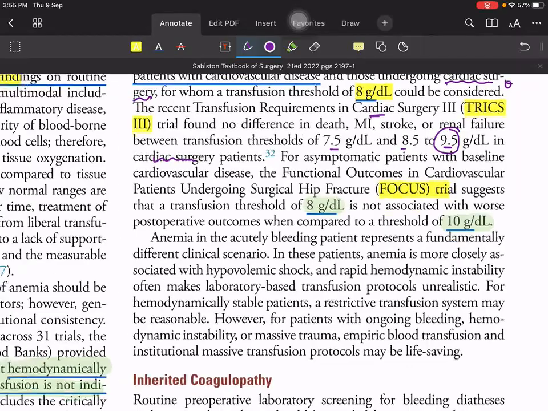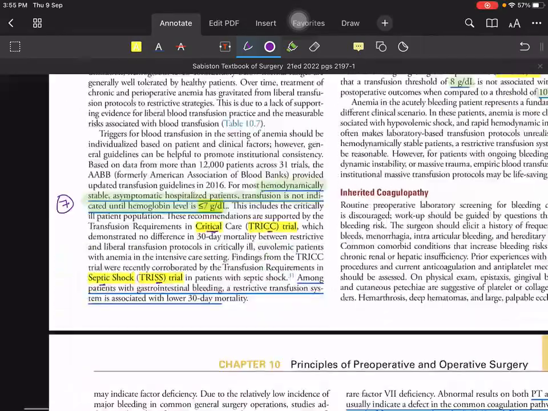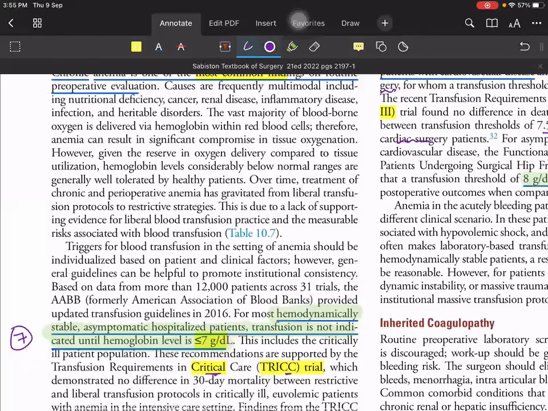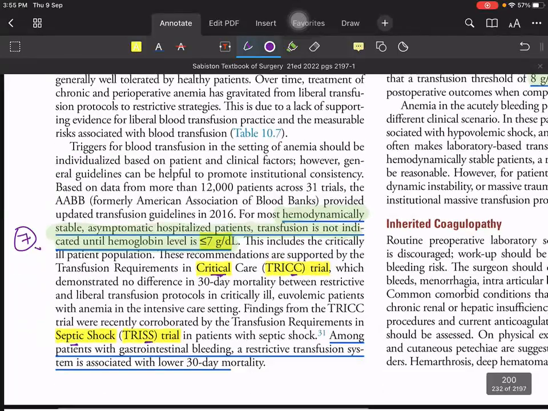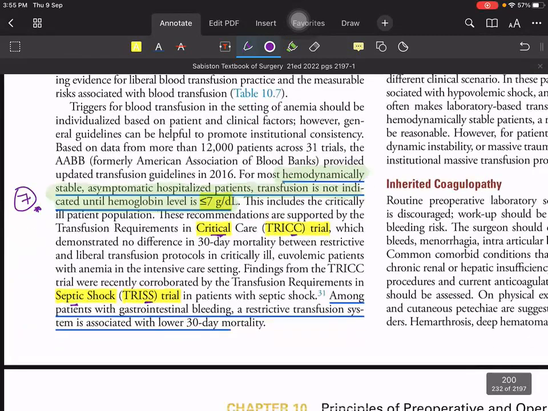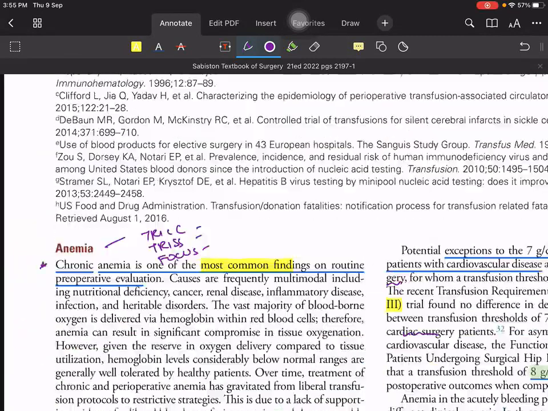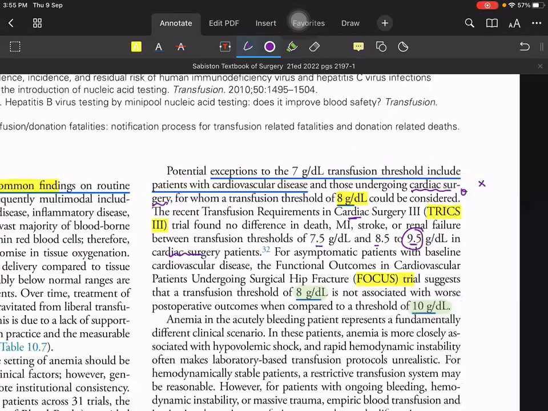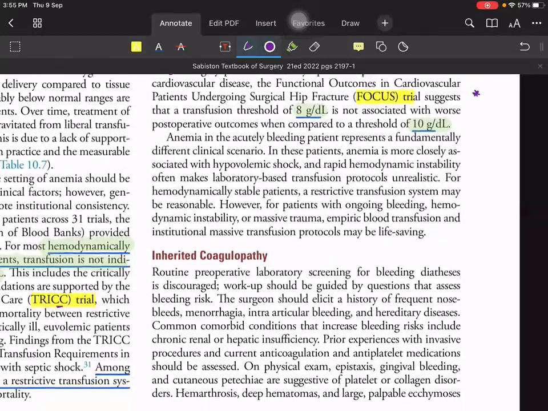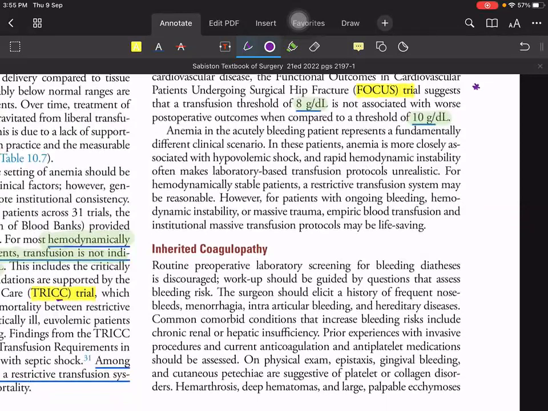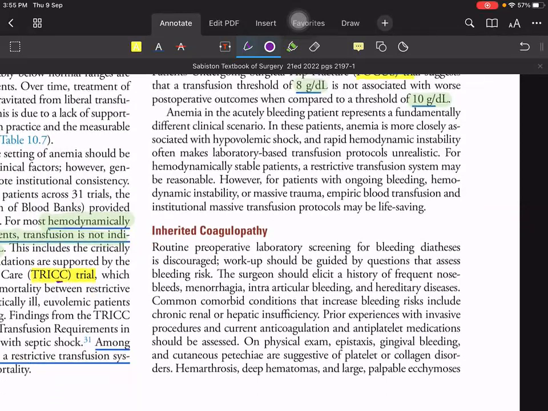So the first MCQ: the most common finding on routine perioperative evaluation is chronic anemia, not acute anemia. Second is 7 gram per deciliter in asymptomatic normal patients, from the TRICS trial and the TITRe2 trial. Then for cardiac surgery, it should be 8. And what is the TRICS trial? It is for cardiac surgery. Then the FOCUS trial is telling about the postoperative outcome between 8 and 10.